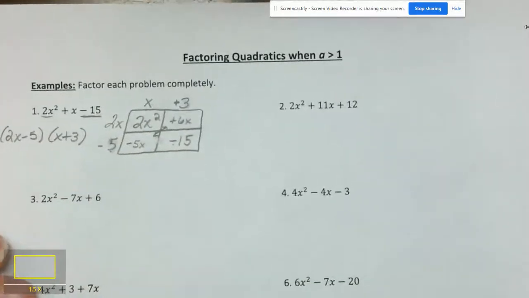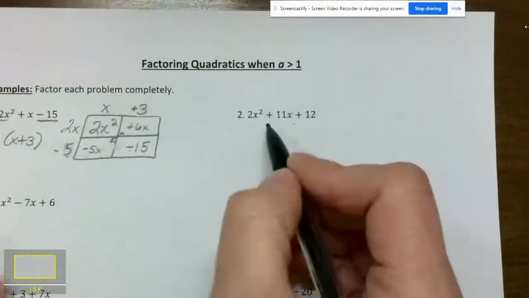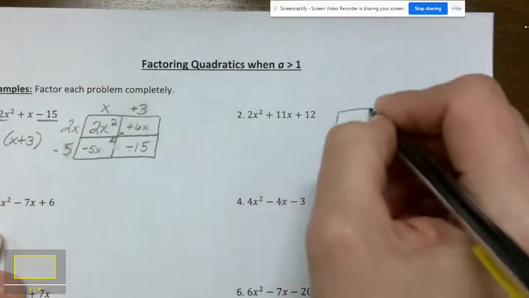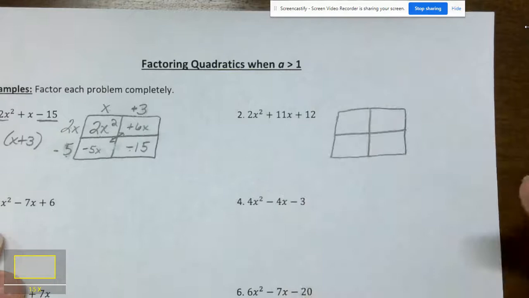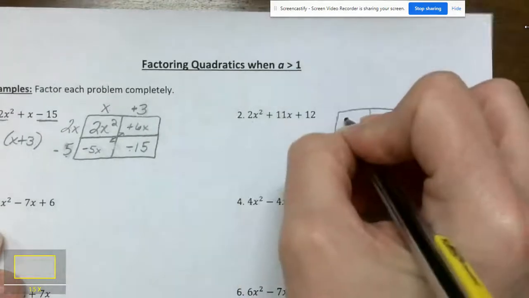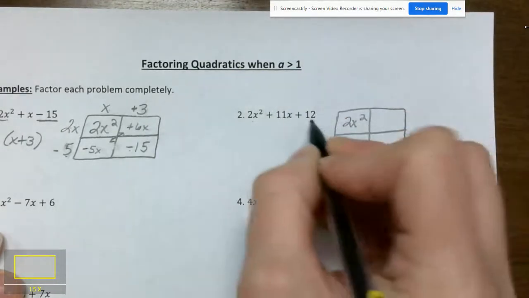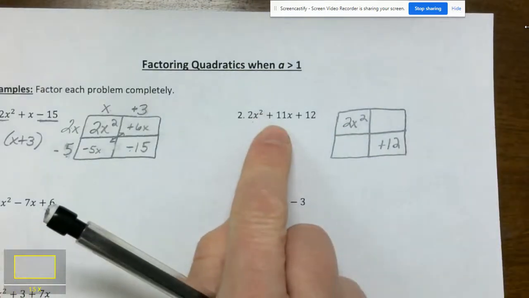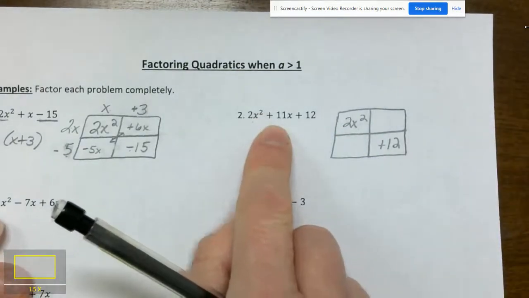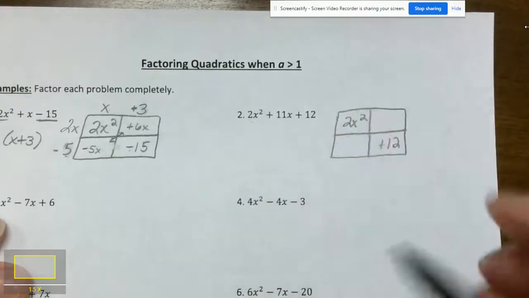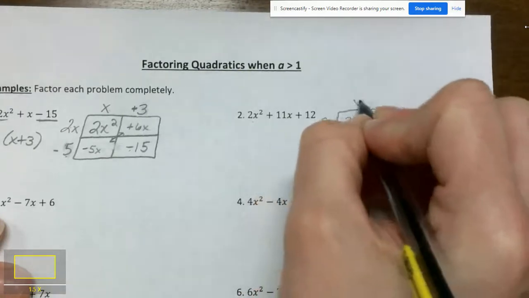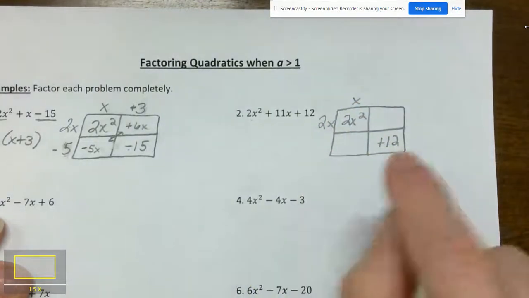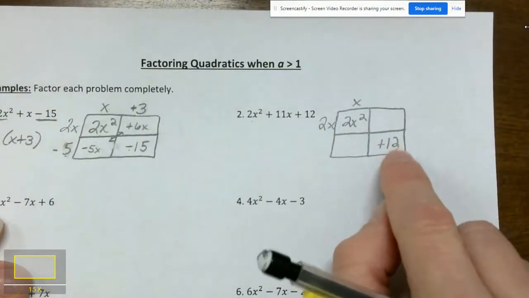Okay? Let's try another one. 2x squared plus 11x plus 12. I'm going to draw my box. Okay? This term goes in your first box, 2x squared. This plus 12 goes in your last box. Now I'm trying to get a positive 11. Okay? I know that to get 2x squared, I've got to have a 2x and an x. I know that. 2x times x is 2x squared. But there's multiple different ways for me to get this 12.